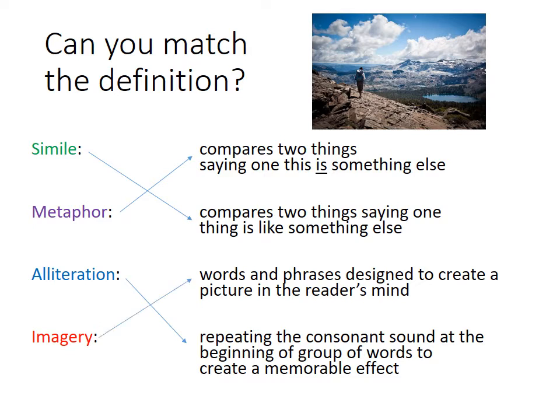Obviously, our last one is imagery, and that just means words or phrases that are designed to create a picture in the reader's mind. And obviously, in a description, that's the most important thing we're doing. We're choosing words and phrases, thinking about the senses, thinking about metaphors and similes, comparing things, all with the same objective of helping the reader visualise and experience the scene we're describing.